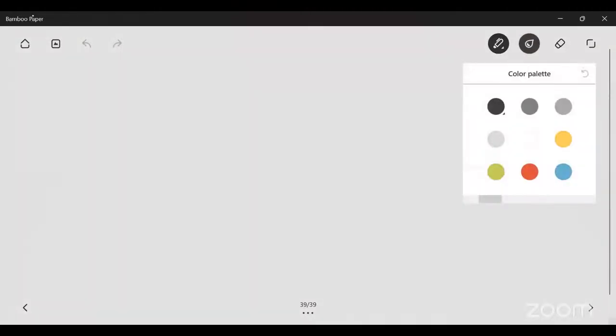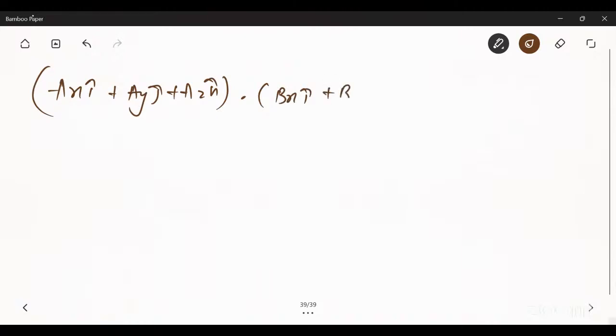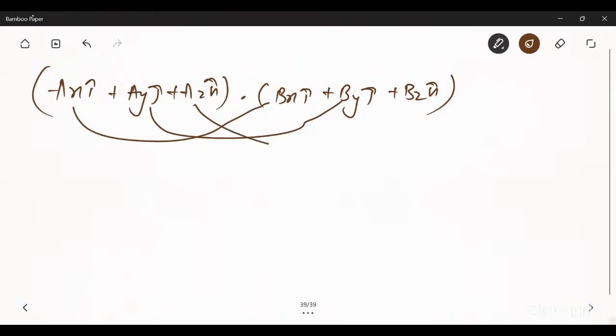Now see here how we can find A dot B. For finding A dot B, remember one thing. If AX i cap plus AY j cap plus AZ k cap is multiplied with BX i cap plus BY j cap plus BZ k cap, only the ith term multiplies with the ith term, the jth term with the jth term, and the kth term with the kth term. Why can this happen? So see here.